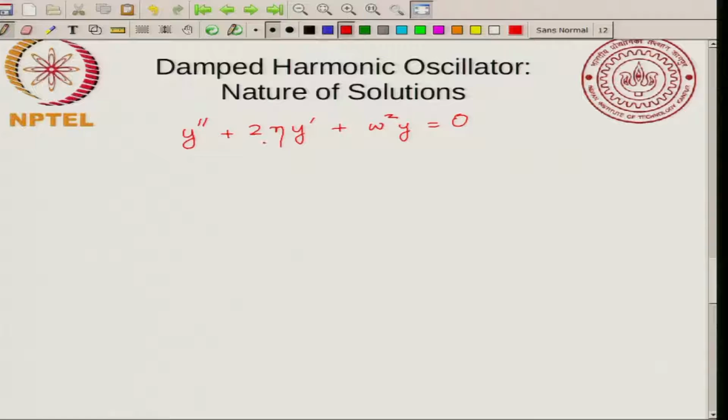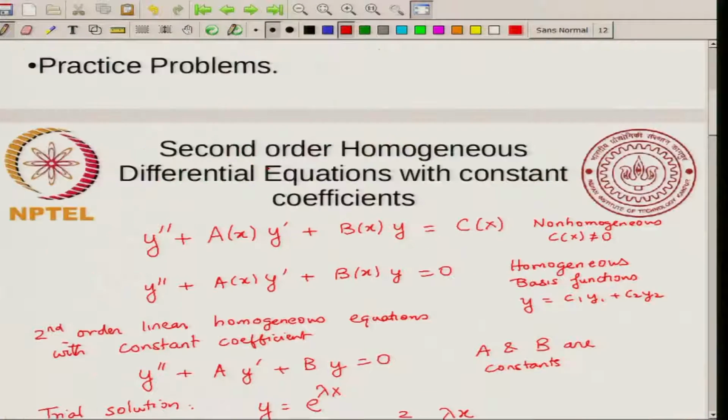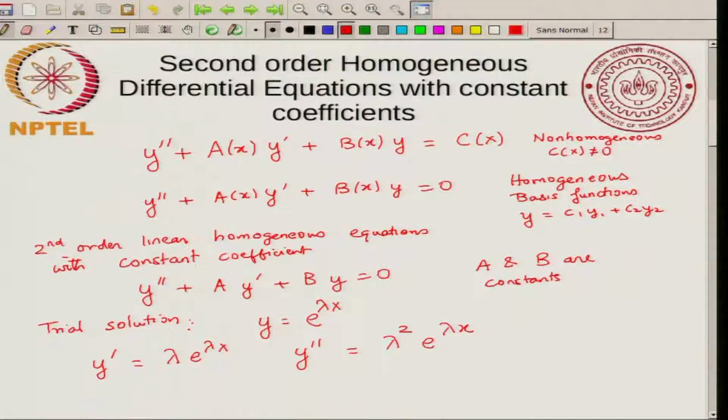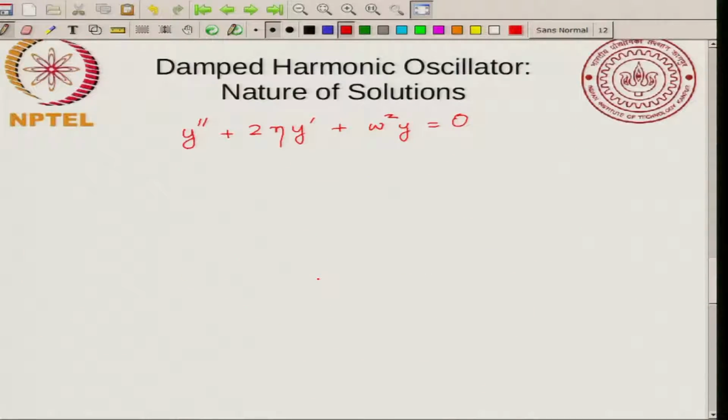Now this is exactly of the form that we had before, a second order differential equation with constant coefficients. Instead of a you have 2 eta and instead of b you have omega square. The reason we put omega square is because we want this quantity to be strictly greater than 0. Now, there are 3 possible cases.